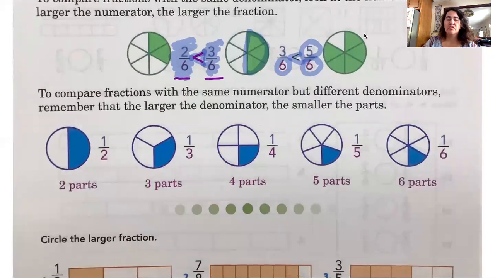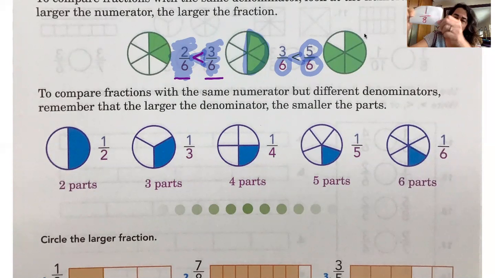Okay, so to compare fractions with the same numerator but different denominators, we have to remember that the larger the denominator, the smaller the pieces. Remember when we did our piece of paper? I have mine here. Remember when we did our piece of paper and I started with a half, and when I folded it and made 4 pieces, my piece got smaller. Okay, that's what it's telling you: the larger the denominator, the smaller the parts, okay?